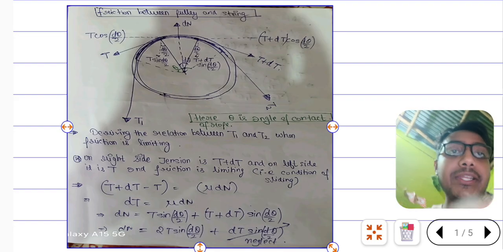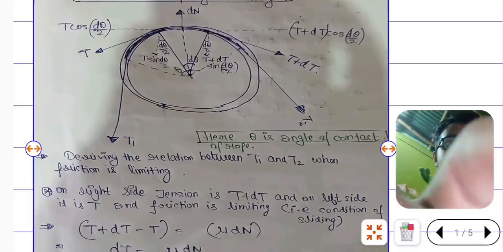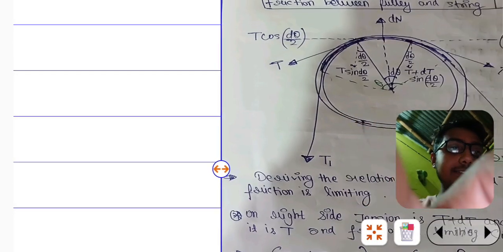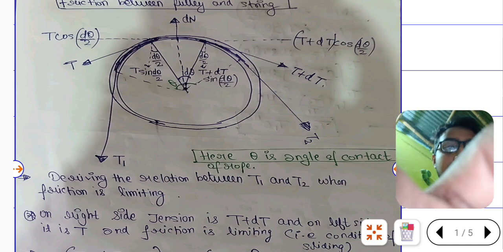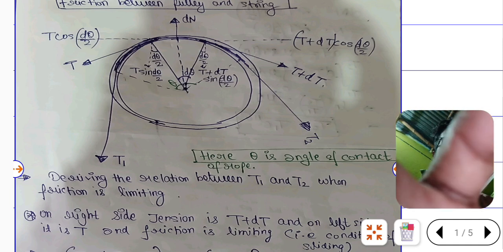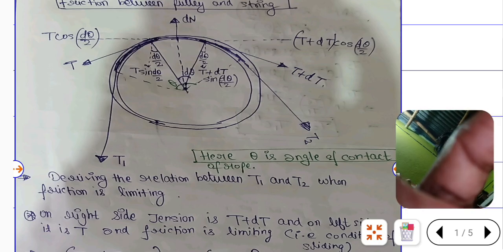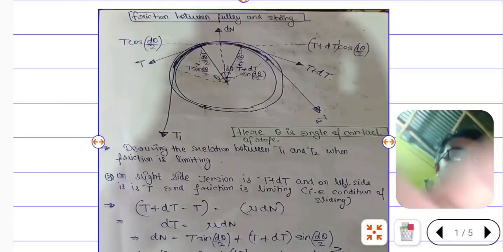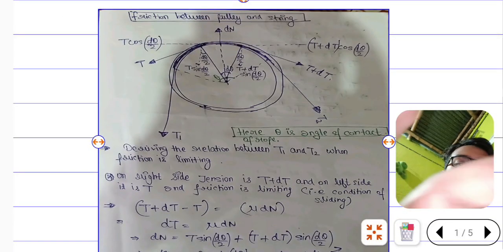From interior alternate angles, from the figure you can see that the components will be T sin d theta by 2 in the vertical direction and T cos d theta by 2, while on the right hand side it will be (T plus dT) sin d theta by 2 and (T plus dT) cos d theta by 2. These are some important components. And now we will write the equation.